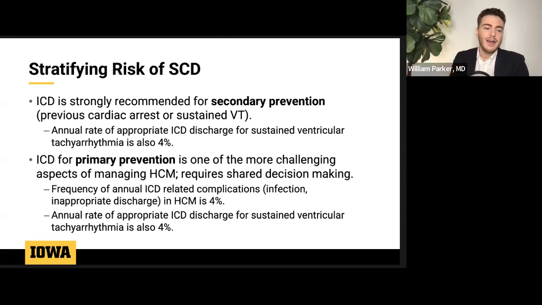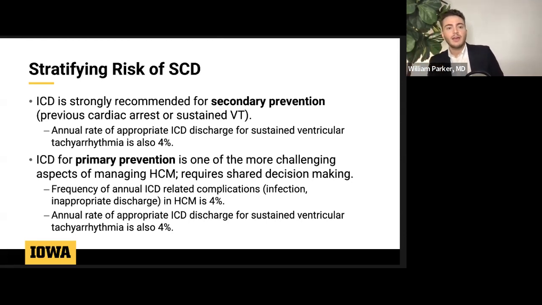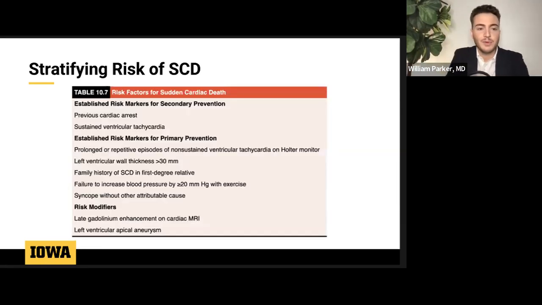Because, and here's why, the frequency of annual ICD-related complications, so infection and inappropriate discharges, in hypertrophic cardiomyopathy is 4%. But the annual rate for appropriate ICD discharges, so appropriate discharge to get you out of a sustained ventricular tachyarrhythmia, is also roughly 4%. So wherein is the benefit and the risk? What side do you lean more in favor of? And it is determined by these risk factors largely here.